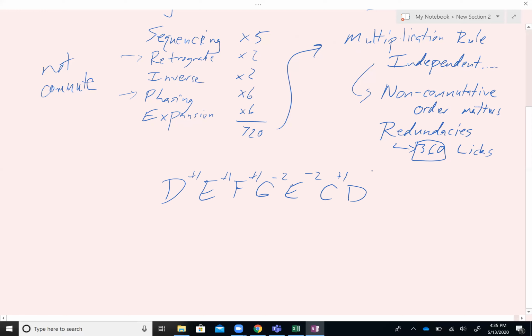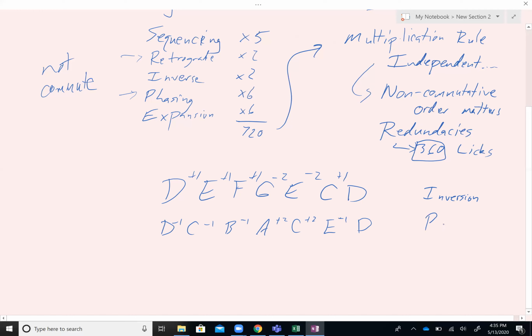Okay. So first thing we're going to do is we're going to do inversion and see what we get. If we do inversion, all our pluses become minuses. So -1 becomes C, -1 becomes B, -1 becomes A, +2 becomes C, +2 again becomes E, and then -1 becomes D. So that's inversion.